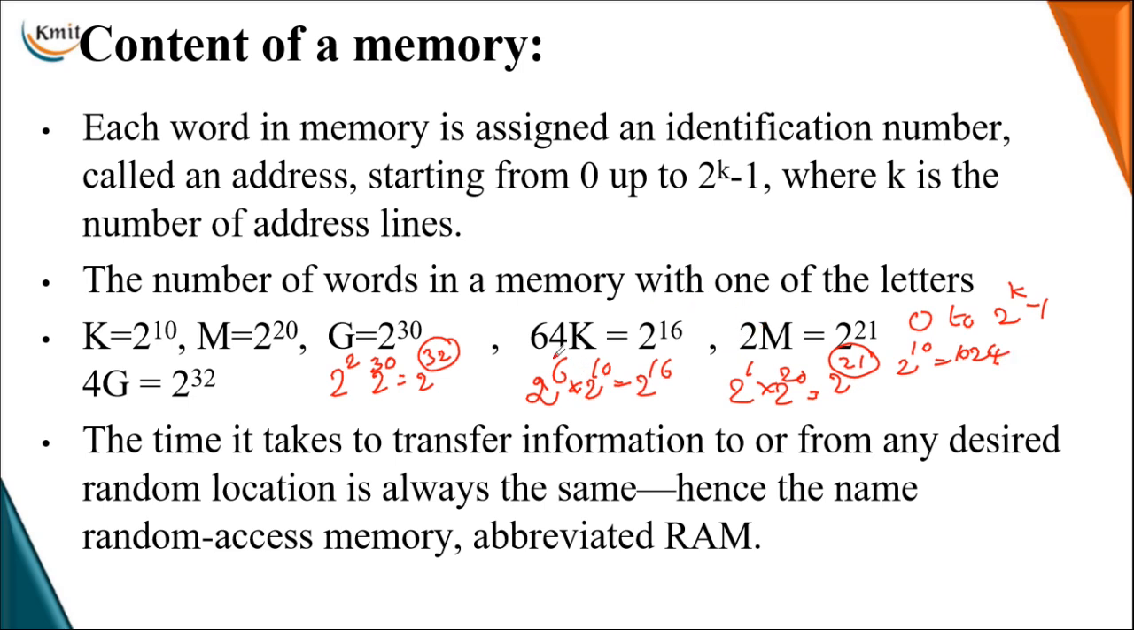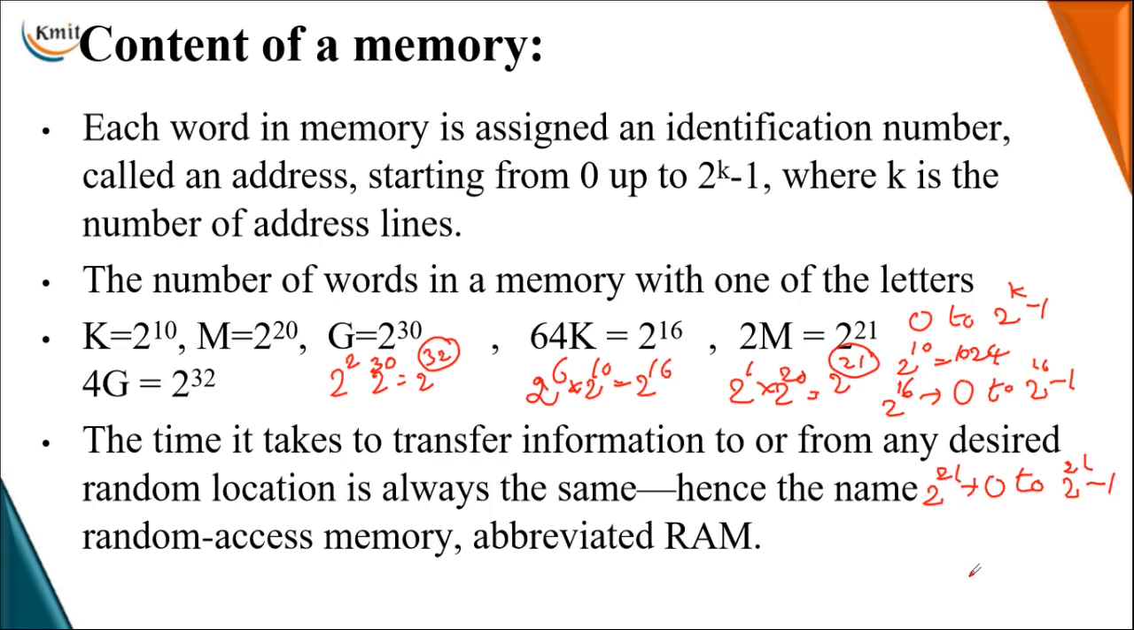Now if it is given as 64 kilo, it requires a total of 2 power 16 lines. So it will start from 0, and the last memory location is 2 power 16 minus 1. Next, 2 mega means 2 power 21, so it will start with 0 as the first memory location and the end location must be equal to 2 power 21 minus 1.